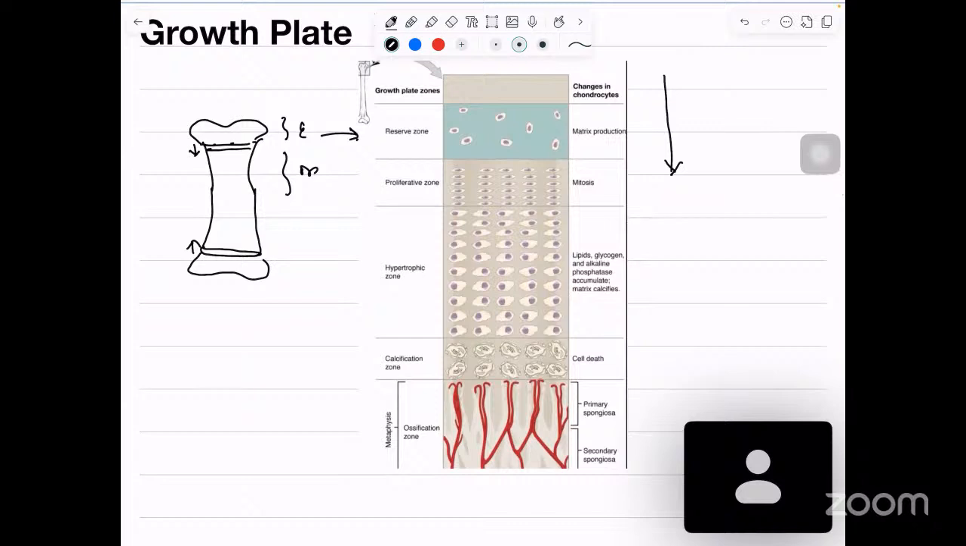Growth plate la mottama there are 5 layers. One, the first layer is the reserve zone or a germinal layer. Okay, second zone is known as the proliferative zone. Third zone is a hypertrophic zone. Fourth is a calcification zone. Fifth is ossification zone.